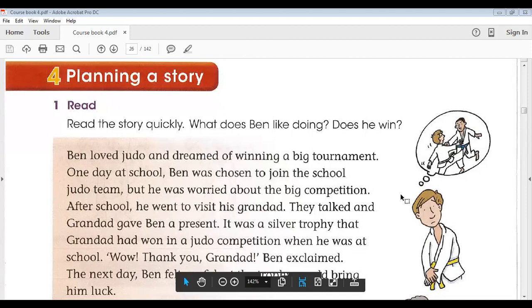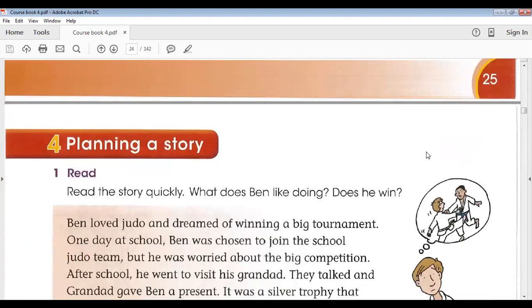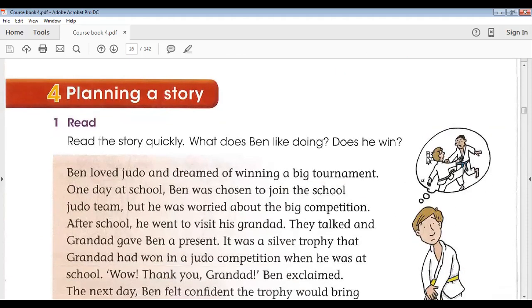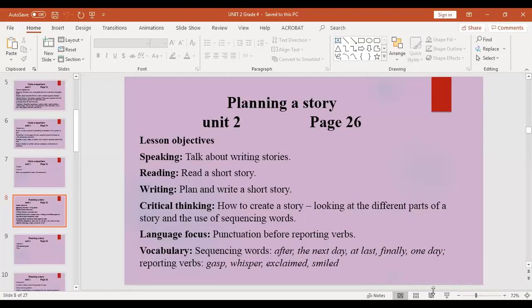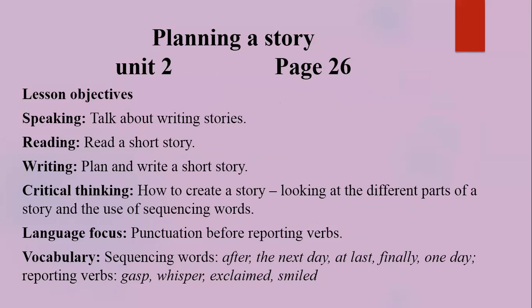Today we started Unit 2, Lesson 4, English Student Book, page number 26. The topic of the lesson was planning a story. Before we started the lesson, I shared the learning objectives of today's lesson with the class. I'm going to include it right now also in the summary video, Planning a Story, page number 26, Unit 2.